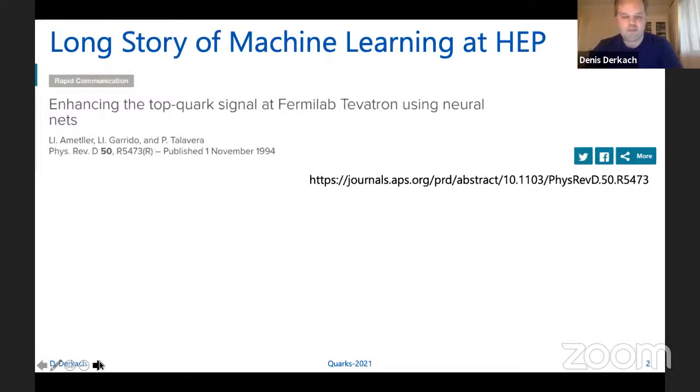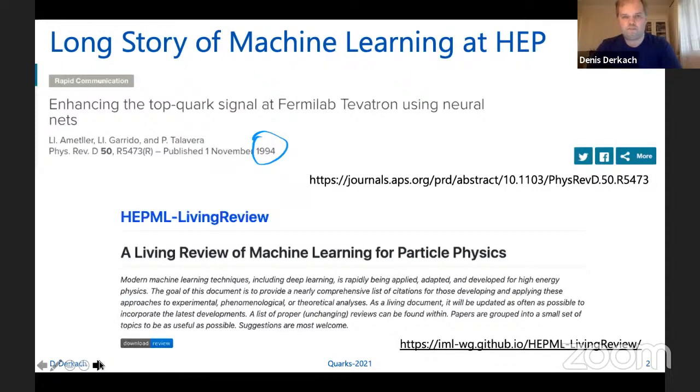Probably there are other implementations, but most probably it's one of the first implementations of neural networks for high energy physics analysis, and this is in 1994. Nowadays, there are probably a paper or several papers each day, particularly dedicated to machine learning in high energy physics. And in fact, once you have the slides, you can click on this and there is a living review to show you most of the papers that were published.